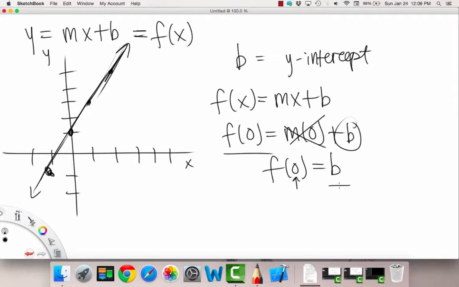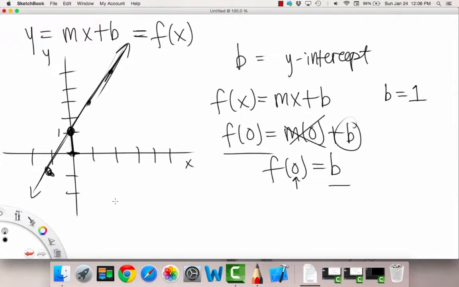And that's why b is our y-intercept, because if we look at our graph, when x is 0, at this spot here, the value of our function is right here. So in this case, our b is equal to 1. That's our y-intercept. When you plug in 0, that's what you get from your function.